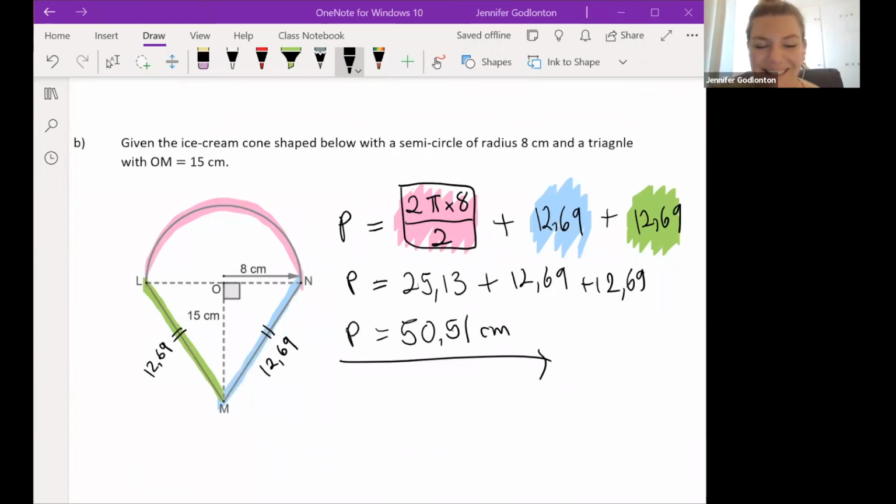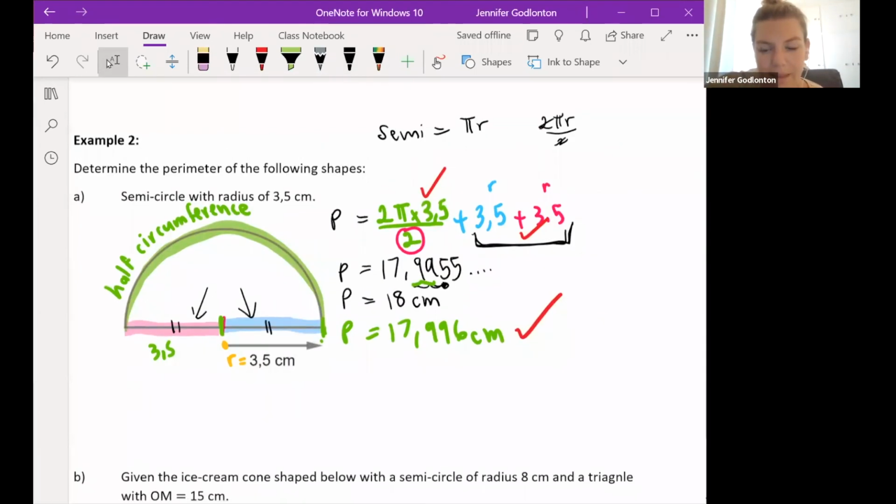Ma'am, so you know why it was 2π times 3.5 over 2, right? Yeah. And then you plus 3.5 twice. Mm-hmm. That's what I did with the second one.